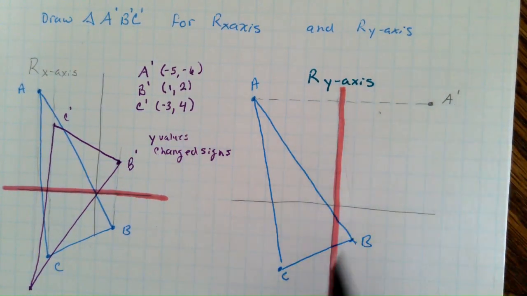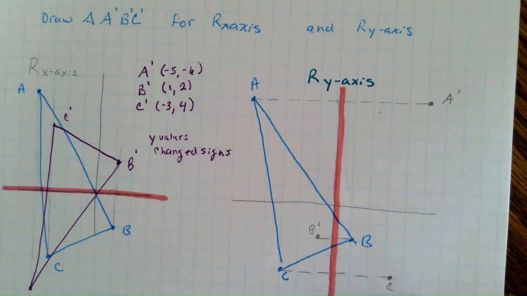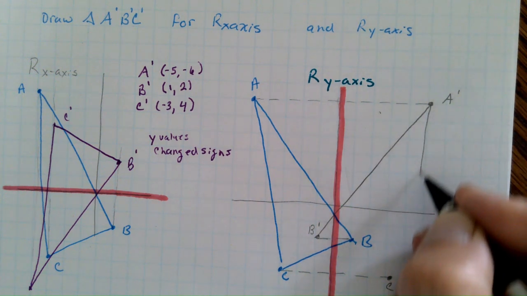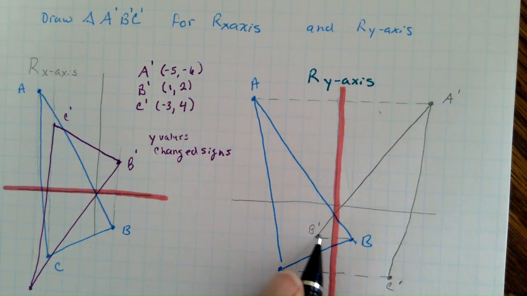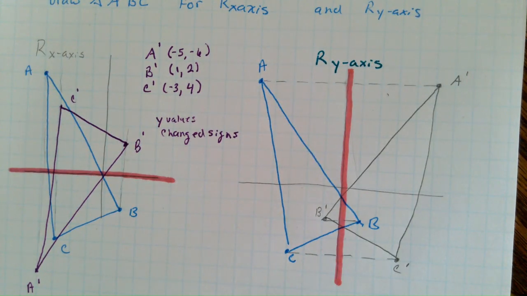There's our new A. 1, 2, 3 squares, 1, 2, 3 squares. There's our new C. 1 square, so 1 square. There's our new B. And connect. And there we go. We do actually have that reflection going.